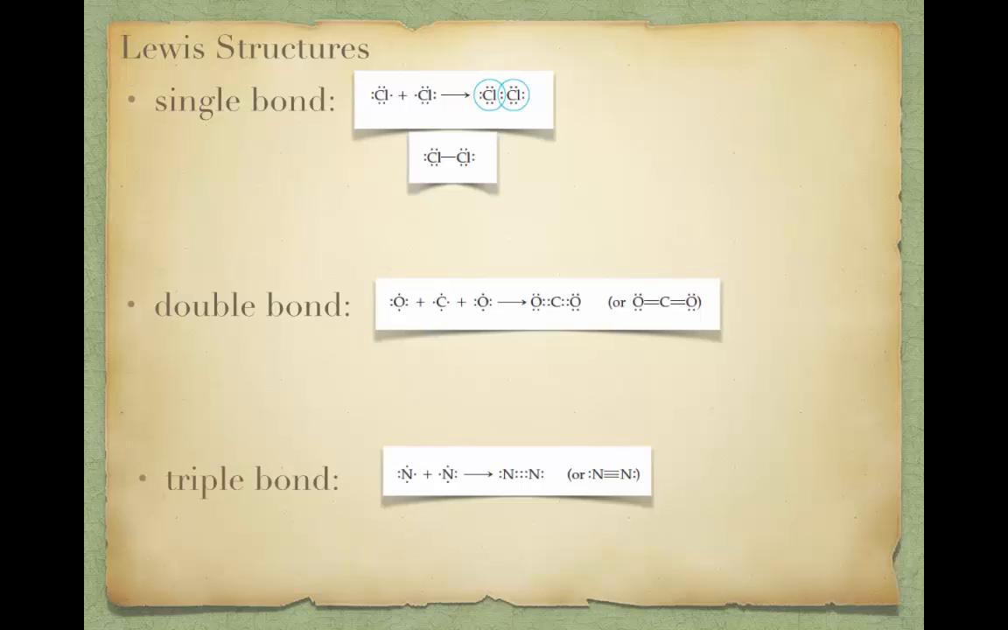And finally, you can have a triple bond, and a triple bond represents the sharing of a total of 6 valence electrons.